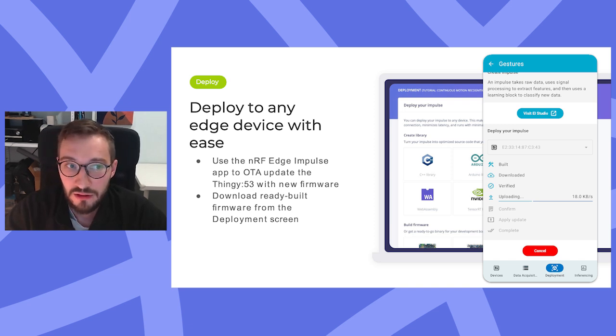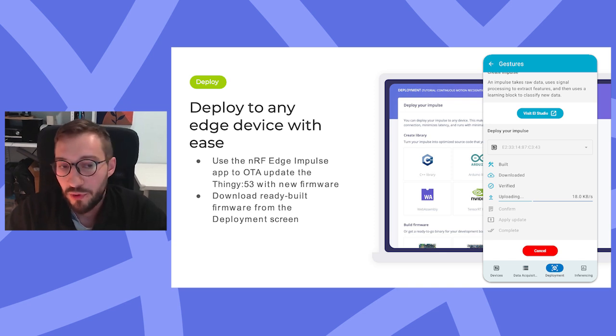This way, we can deploy to the device with ease. So essentially, this application again gives us the ability to do an over-the-air update to, for example, in this case, the Thingy53 device, and iterate, and see that our model is built well, and we can deploy directly to the device.